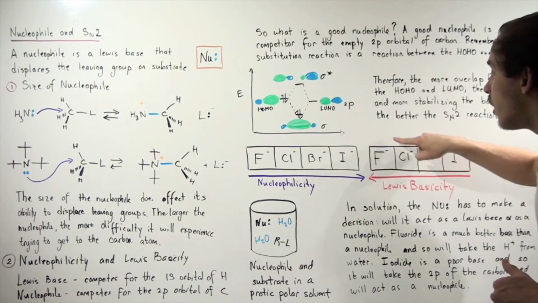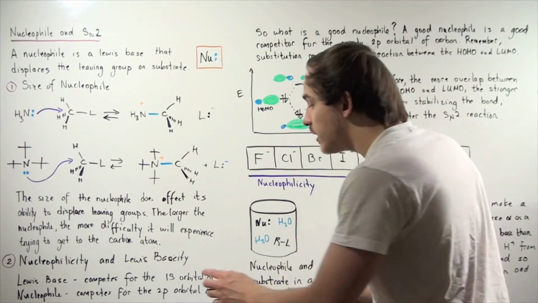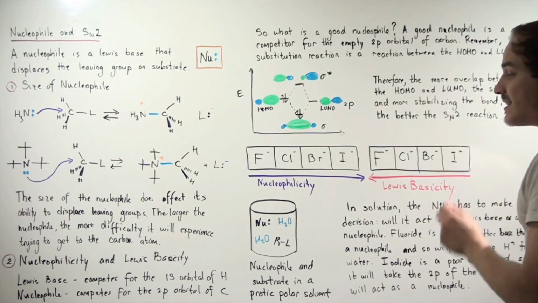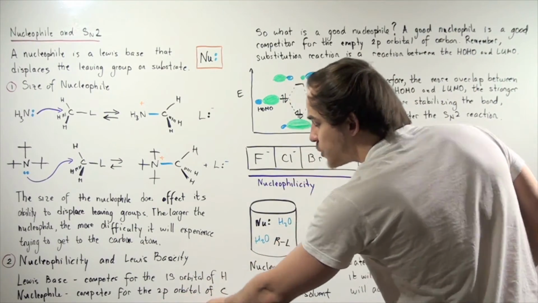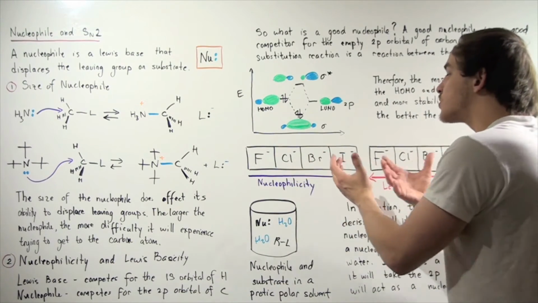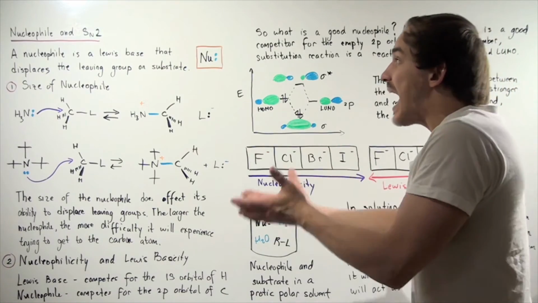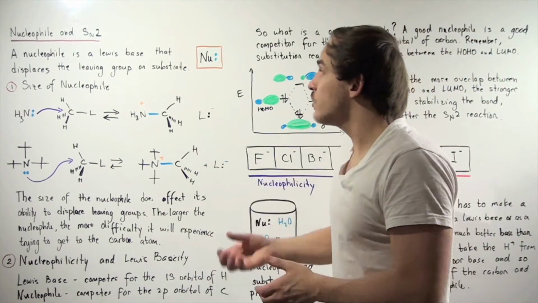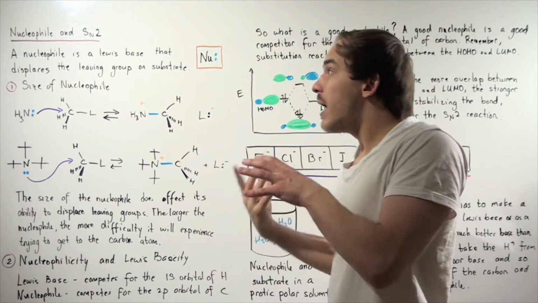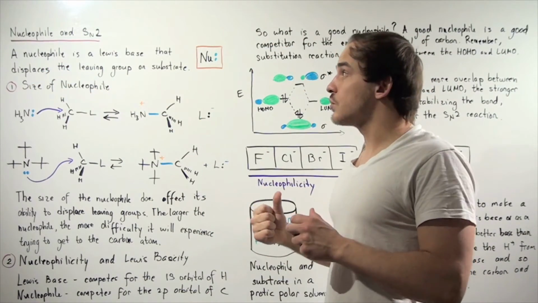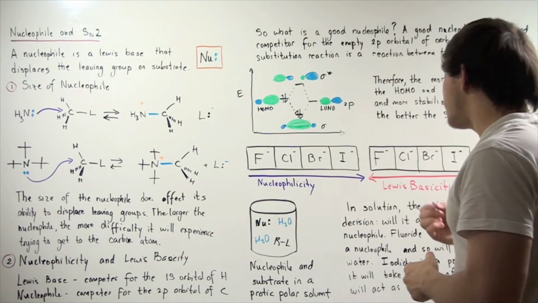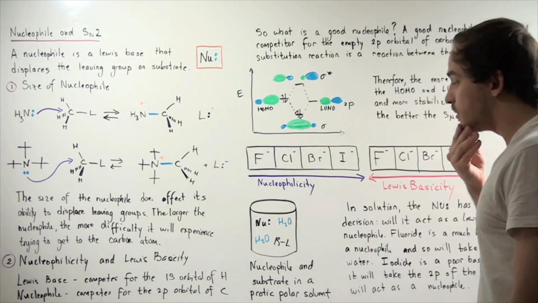So, this fluoride atom competes very well for the 1s orbital of the H atom, but it does not compete very well for the 2p orbital of the carbon. Why is that? Why is there this discrepancy? Isn't the Lewis base a molecule that contains a pair of electrons, and isn't a nucleophile a molecule that contains also a pair of electrons? So shouldn't they attack the same exact orbital? Well, the answer lies in the following explanation.